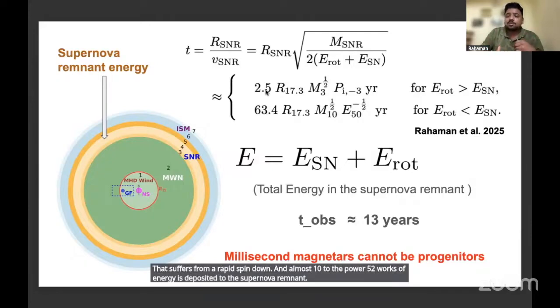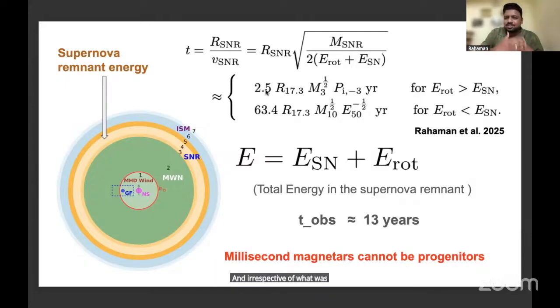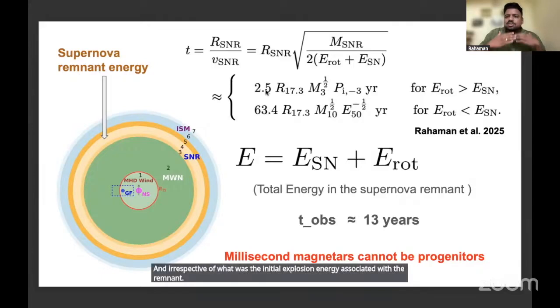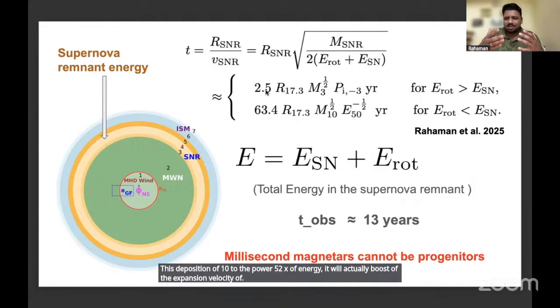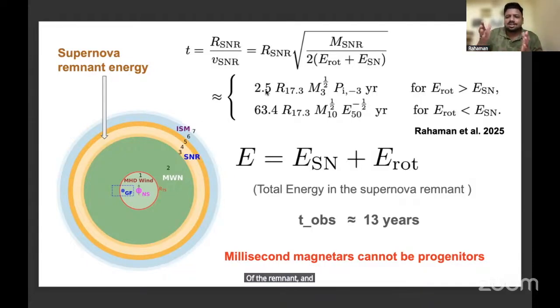And irrespective of what was the initial explosion energy associated with the remnant, this deposition of 10^52 ergs of energy will actually boost up the expansion velocity of the remnant, and it would very quickly reach this size of 0.1 parsec and beyond.